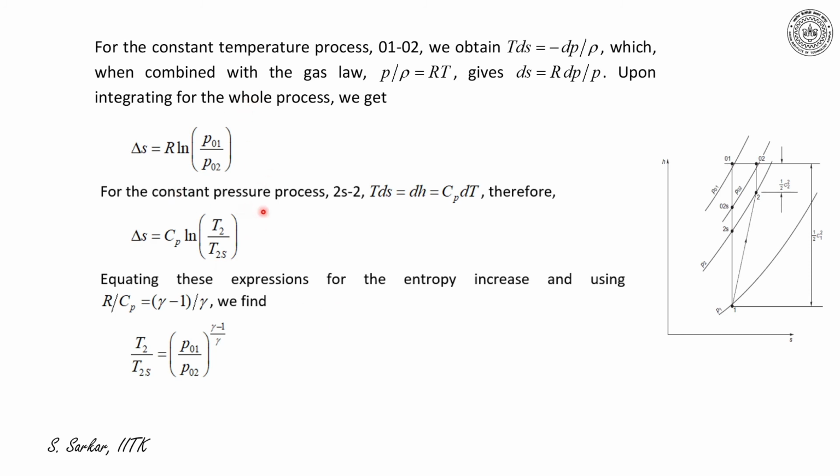Equating these two relations and using R by Cp is equal to gamma minus 1 by gamma, we find that T2 by T2s is equal to (P01 by P02) to the power gamma minus 1 by gamma. Thus, I have got an important relation that T2 divided by T2s is equal to (P01 divided by P02) to the power gamma minus 1 by gamma.